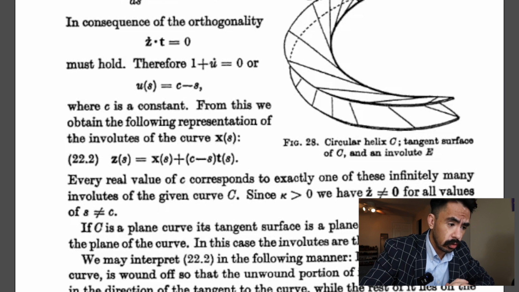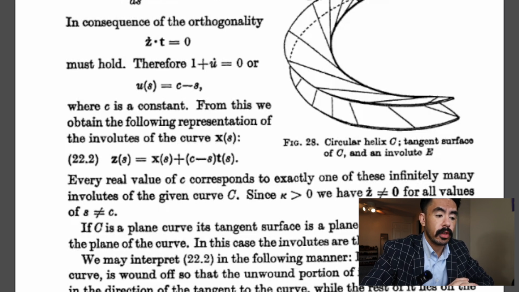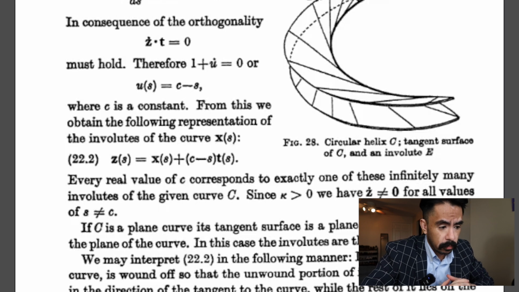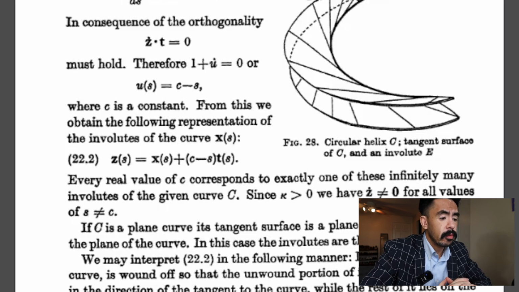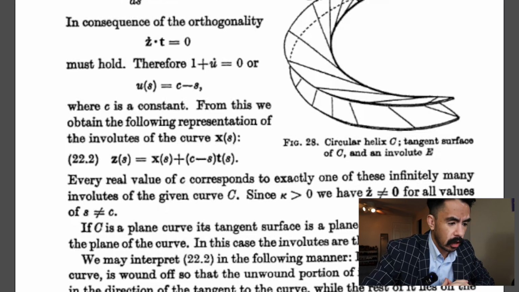Therefore, 1 plus u dot equals 0, or the function u of s is equal to c minus s, where c is a constant. From this, we obtain the following representation of the involutes of the curve vector x of s. So the involutes are given by z of s, which is a vector, equal to vector x of s plus the quantity c minus s, then times the vector t of s. Every real value of c corresponds to exactly one of these infinitely many involutes of the given curve capital C proper.